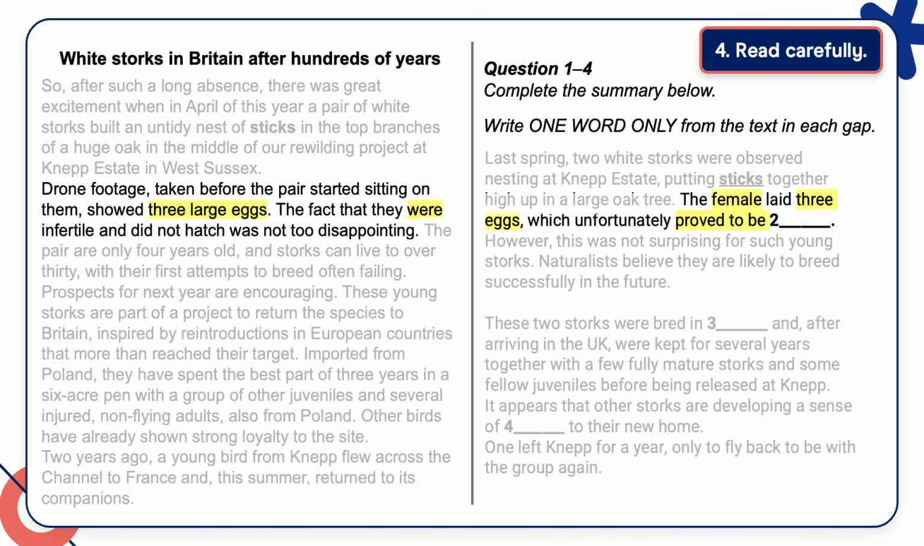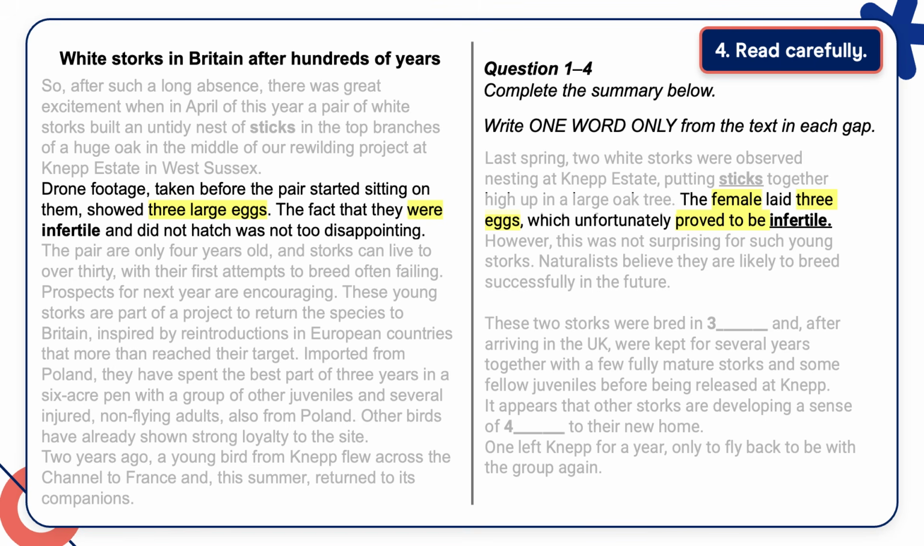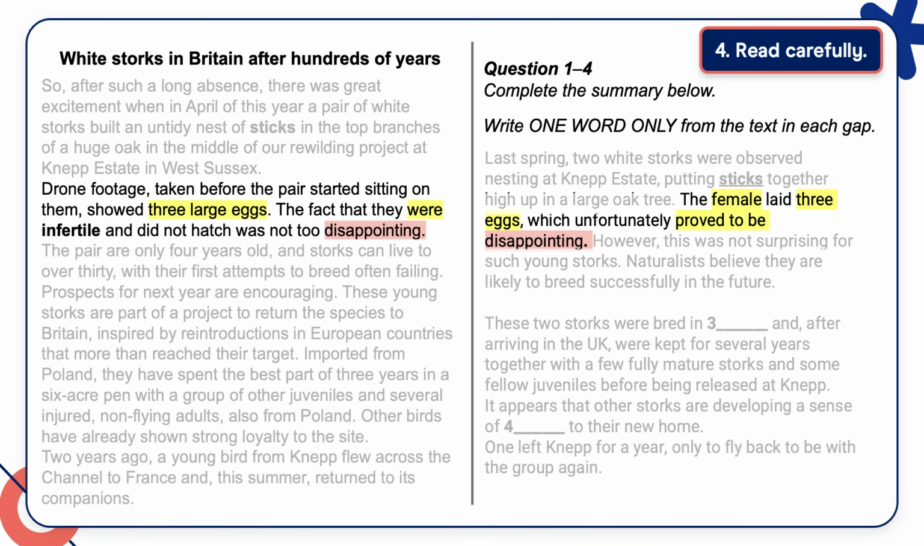Proved to be in the summary has been paraphrased as the verb were in the text, so it makes sense that the adjective after that, infertile, is the correct answer. Great! The answer to number 2 is the female laid 3 eggs, which unfortunately proved to be infertile. You might have also been tempted by the distractor disappointing, which is another adjective that could have grammatically fit well in the blank. However, this is not the correct answer because infertile is the most accurate.